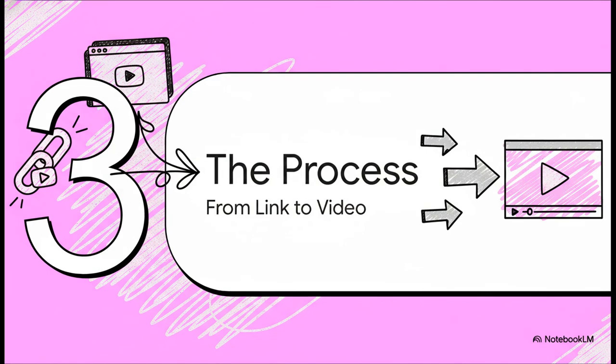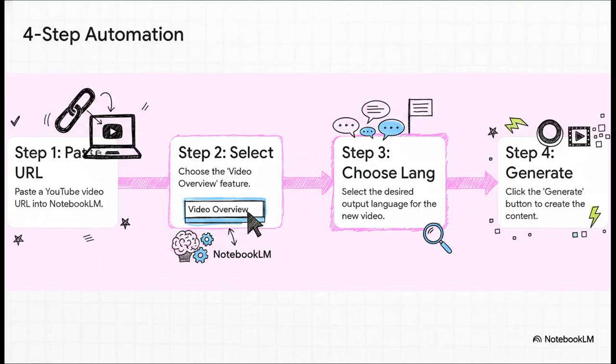Okay, so we know what the tool is, but now let's get into the how. How in the world does a simple YouTube link turn into a whole new video? The process he lays out is, well, surprisingly simple. He really breaks it down into just these 4 steps. You paste in the URL, you tell the tool you want a video overview, you pick whatever language you want the new video to be in, and then you just hit generate. It's presented as this almost laughably easy push-button solution.